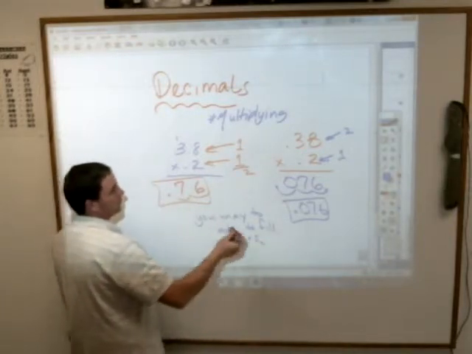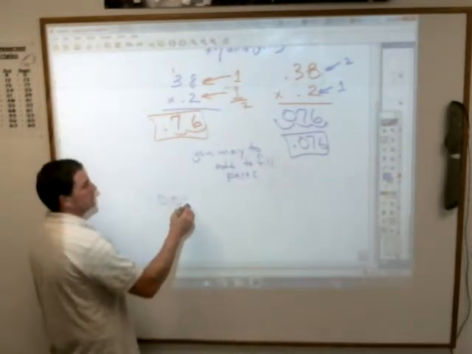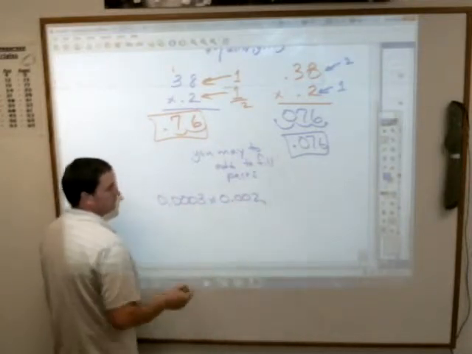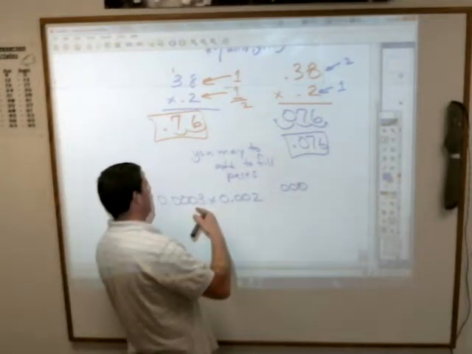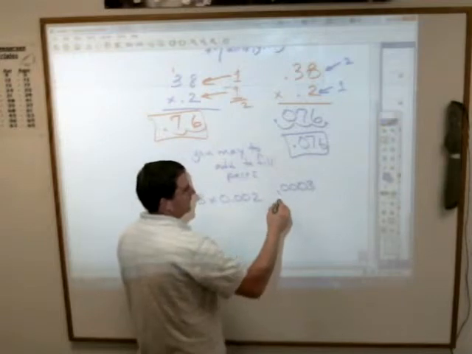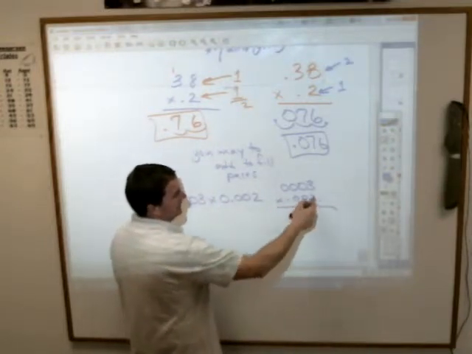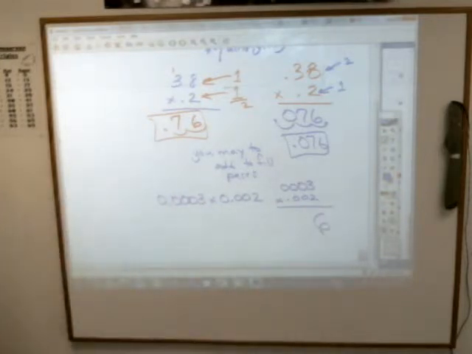Let's go really overboard and do one that's really goofy. What if I have 0.0003 times 0.002? Well, if I write that up and down again, I don't have to line up the decimals. 3 times 2, I get 6. That's all the multiplying I have to do. The real question is, how many decimal places do I need to have in my answer?